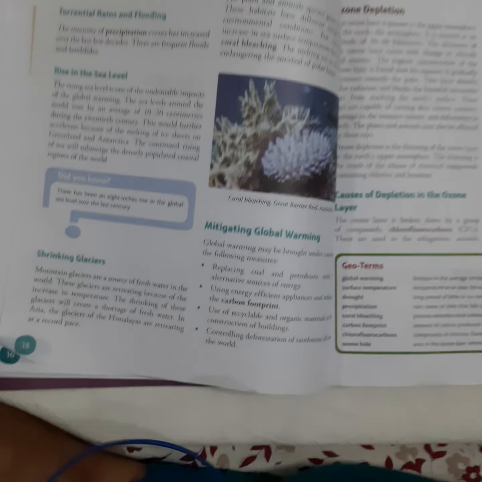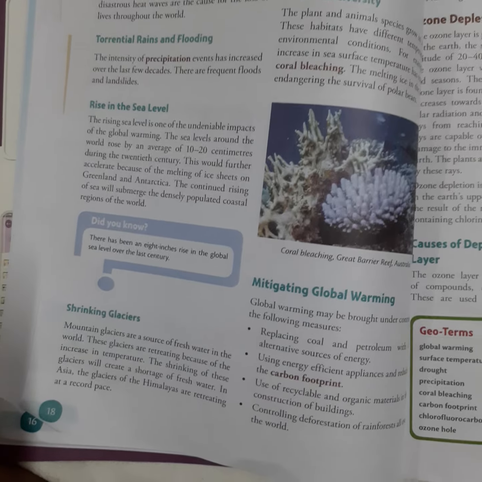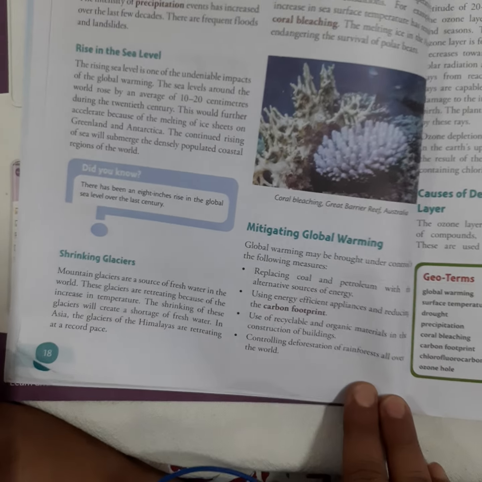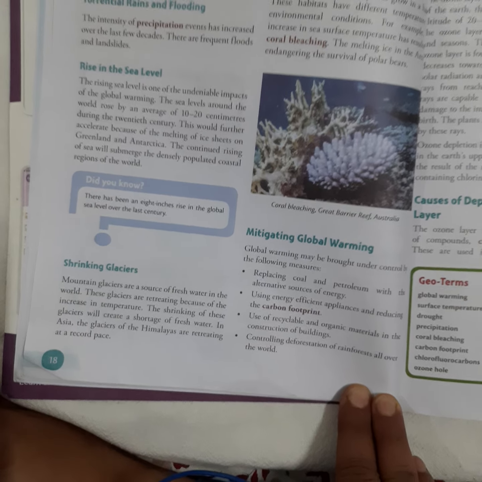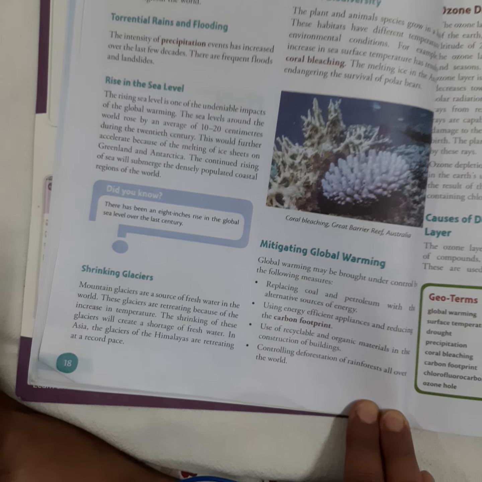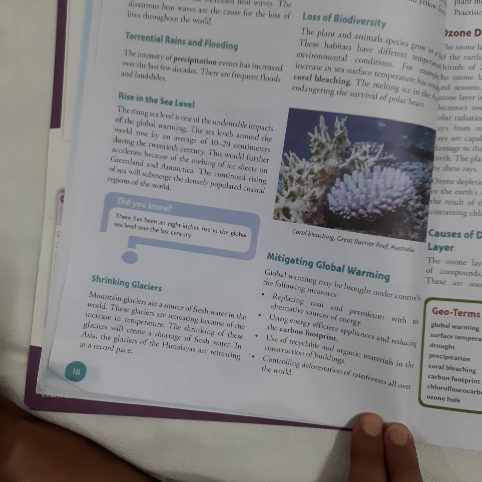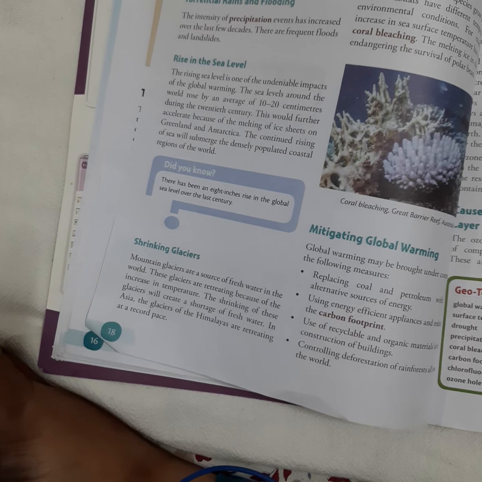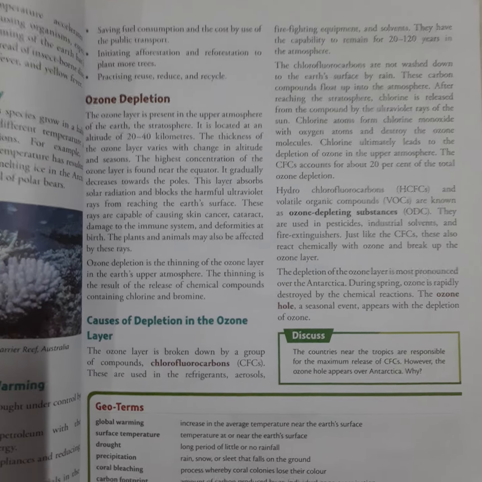Mitigating global warming. Global warming may be brought under control by the following measures: replacing coal and petroleum with alternative sources of energy, using energy efficient appliances and reducing carbon footprint, use of recyclable and organic material in the construction of buildings, controlling deforestation of rainforest all over the world, and depletion of ozone layer.